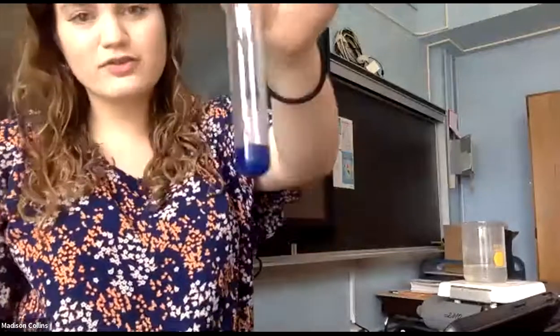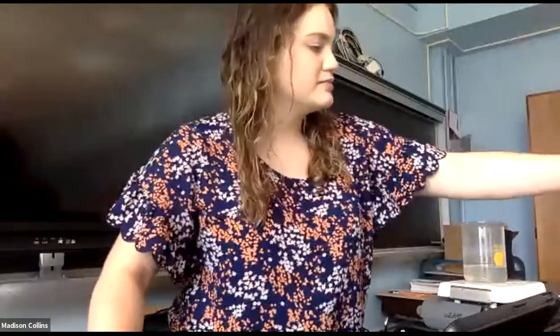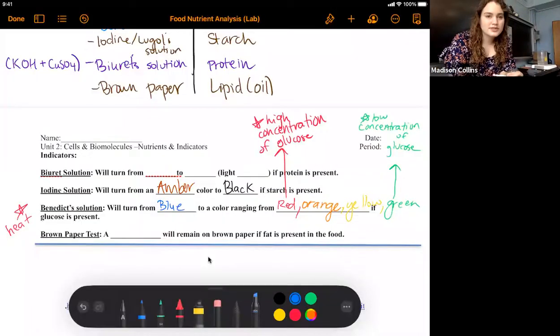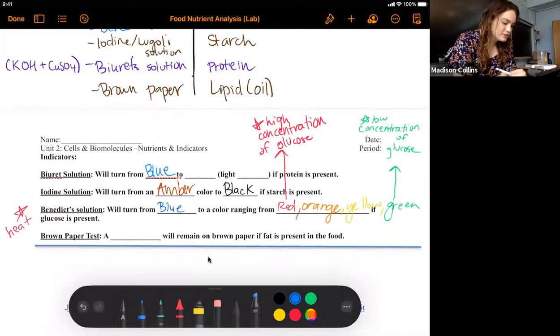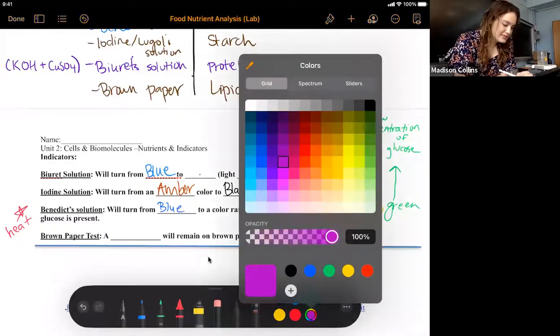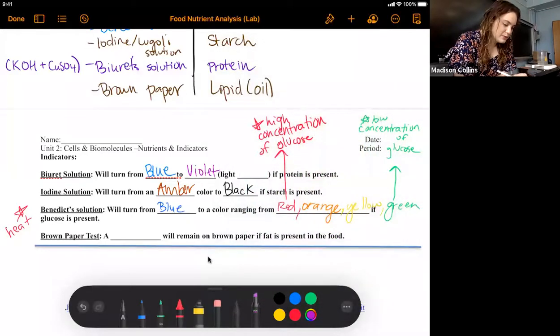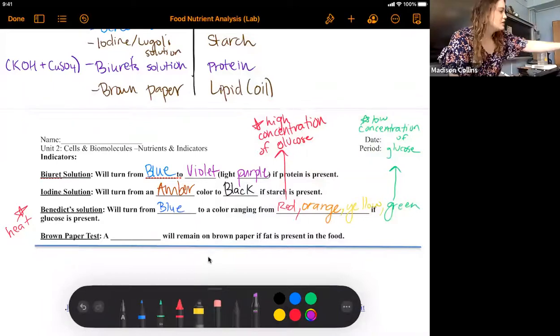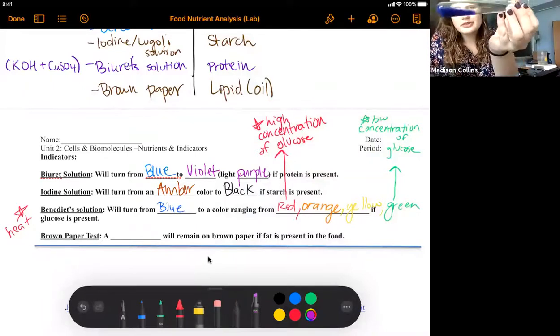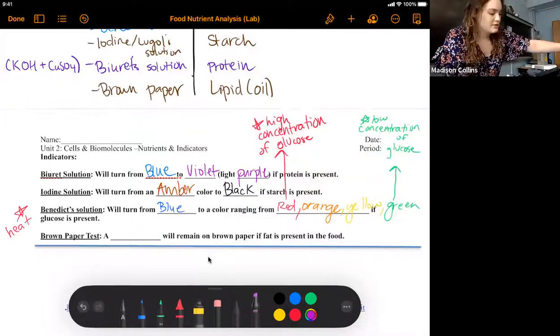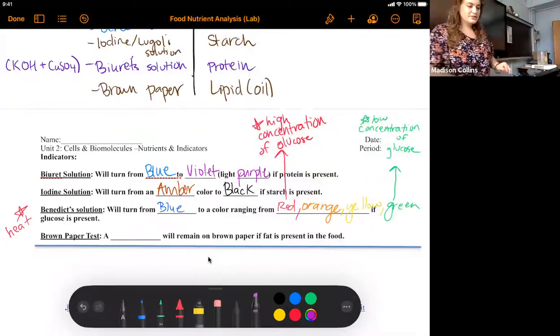So I'm going to switch back over to my iPad so we can write that down. So with Biuret solution, we'll see it turn from a blue color to violet, which is a light purple. So today it was a little bit darker than usual. It's more of an indigo color, but usually we'll see a purple or light purple violet shade. Right, so that color change tells us that protein is present.